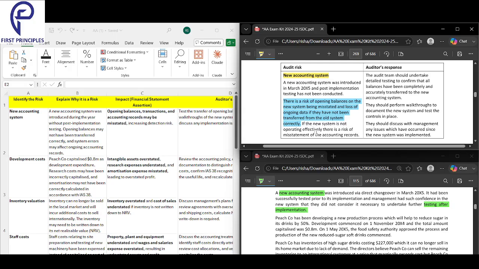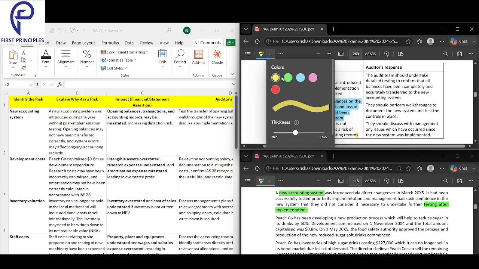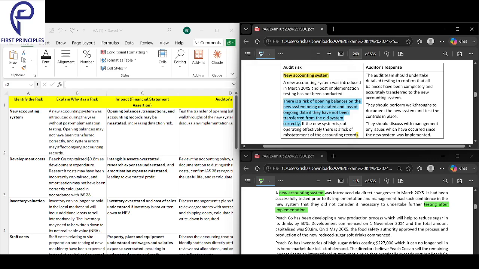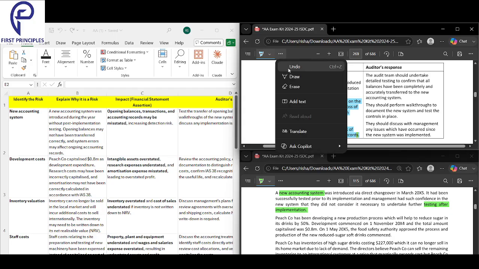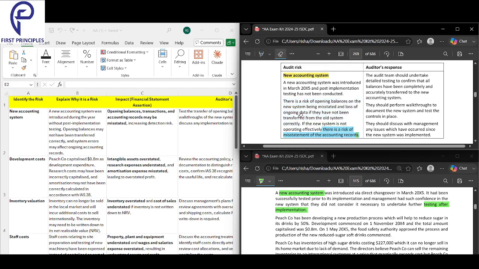If the new system is not operating effectively, there's a risk of misstatement of accounting records. What is the main risk? That your accounts will be misstated. There will be a misstatement of your accounting records.